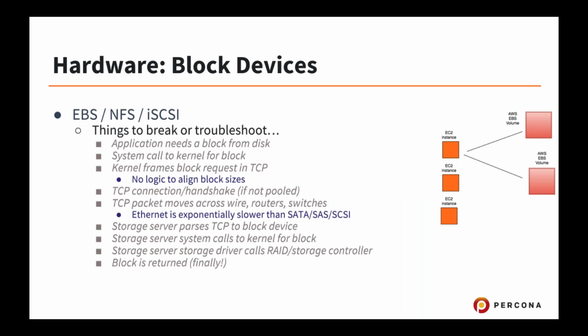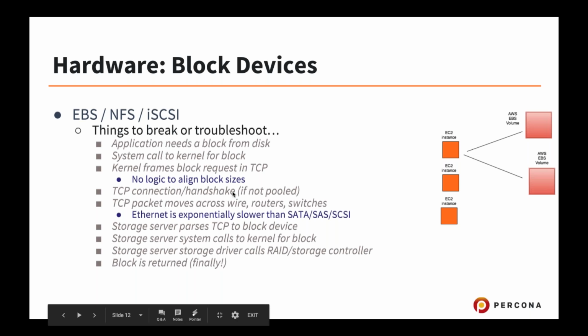So when I need to troubleshoot a system running on EBS, NFS, or iSCSI, here's all the layers that you actually need to think about when a block device request happens. So if I'm MongoDB, if I want to request a block on a disk that's in one of these situations over a network, I first need to system call the kernel for the block. The kernel frames the block into TCP.